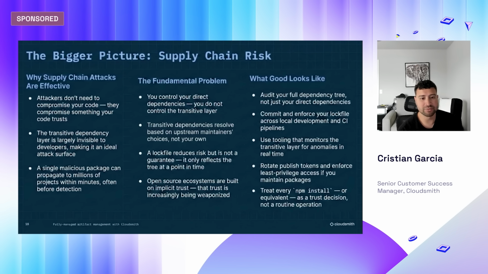So with those examples, what's the bigger picture, right? Supply chain attacks remain effective. There's a fundamental problem with tracking transitive dependencies and keeping inventory. We have mechanisms in place to protect against them, but we still need to continue fighting against these supply chain attacks.